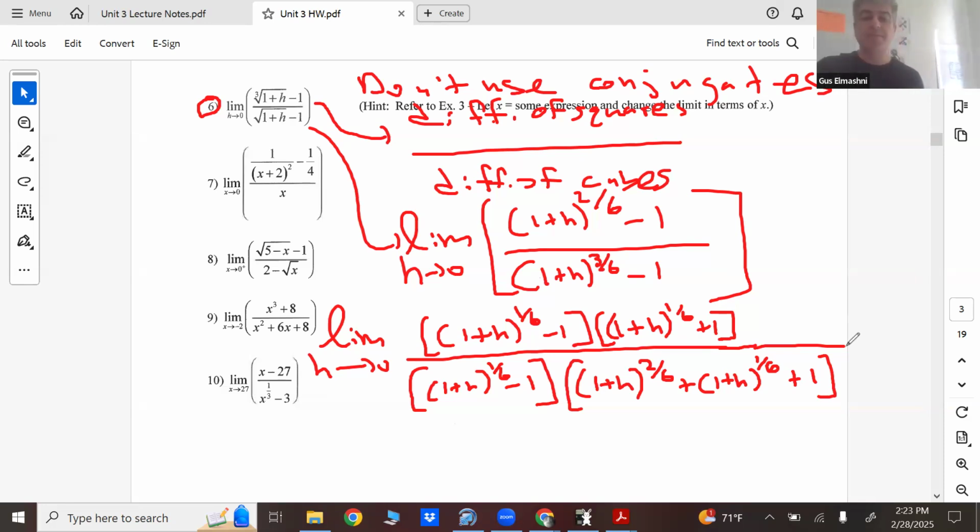I'll do 5 in a moment. Yes, so 10 is pretty similar. For 10, you can treat it in much the same way. Yeah, and that was a tough one. That was not easy. For 10, I'll do it down here. It's pretty similar. You x 1/3 minus 3, x 2/3 plus 3, x 2/3, so x 1/3, sorry, plus 9 all over.